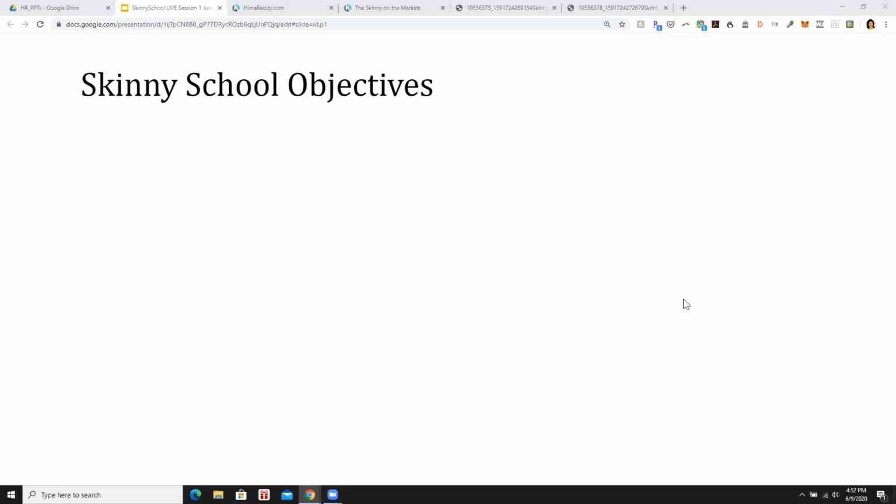So, Skinny School objectives. I've been wanting to do Skinny School for a long time because I realized that there is a level of market analysis and trading observation that I have reached that makes the details second nature to me, but not to everyone else. And so it's time now, especially since many of you have been with the Skinny for months or even years, that we make sure everyone who comes to the markets, whether you're new or a veteran, has the ability to put it to best use.